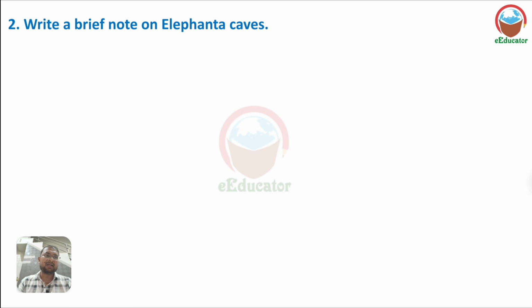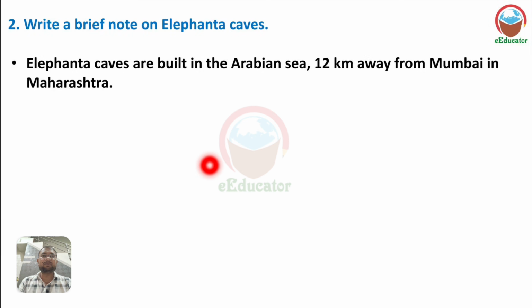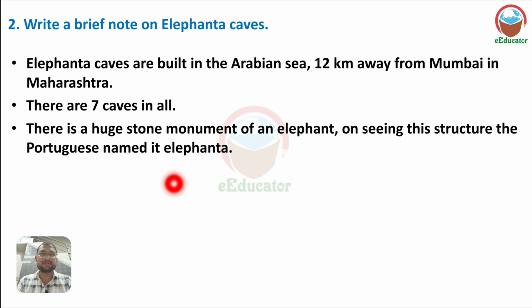Write a brief note on the Elephanta caves. The Elephanta caves are built in the Arabian Sea, 12 kilometers away from Mumbai in Maharashtra. There are 7 caves in all. There is a huge stone monument of an elephant, and on seeing this structure the Portuguese named it Elephanta.